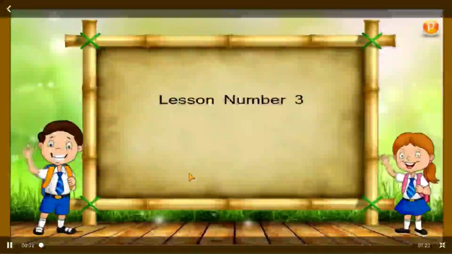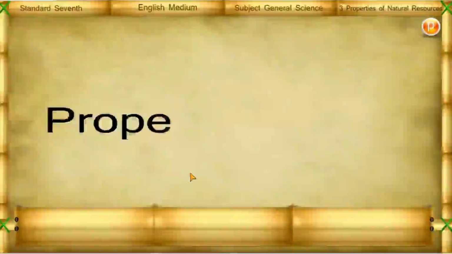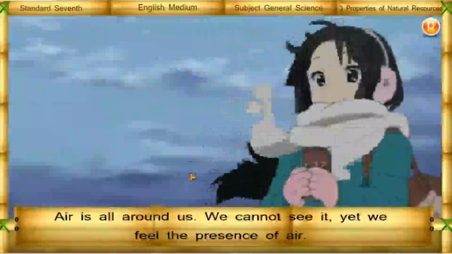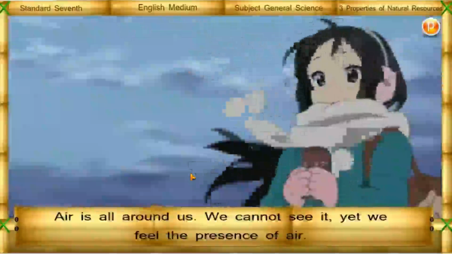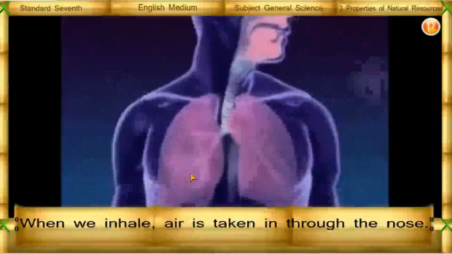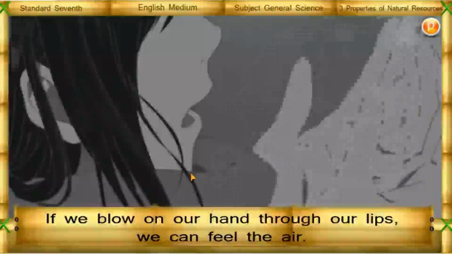Lesson number 3. Properties of natural resources. Properties of air. Air is all around us. We cannot see it, yet we feel the presence of air. When we inhale, air is taken in through the nose. If we blow on our hand through our lips, we can feel the air.